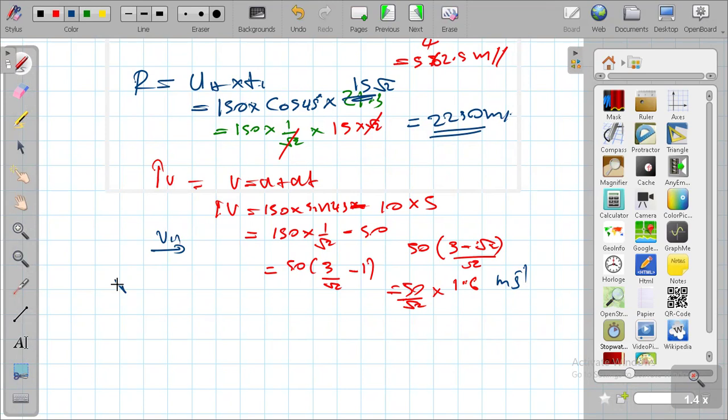Finding the resultant, the vertical square plus the horizontal square altogether, you can find out the resultant.